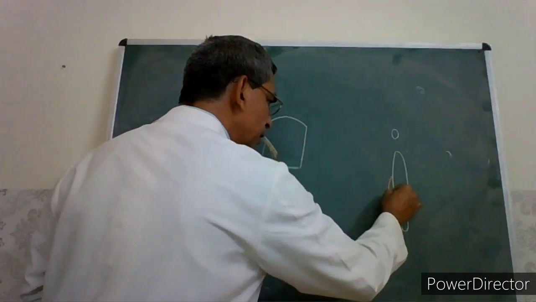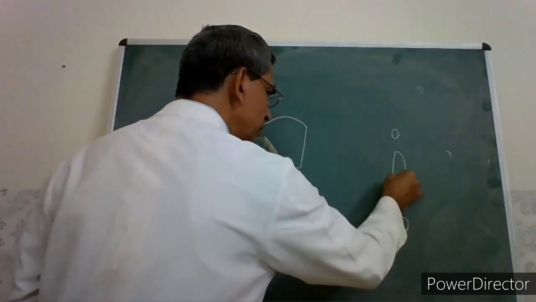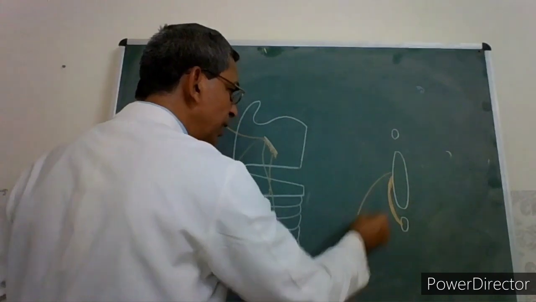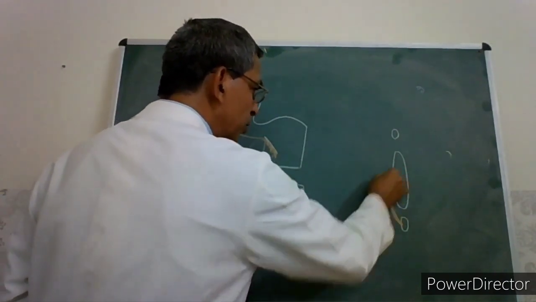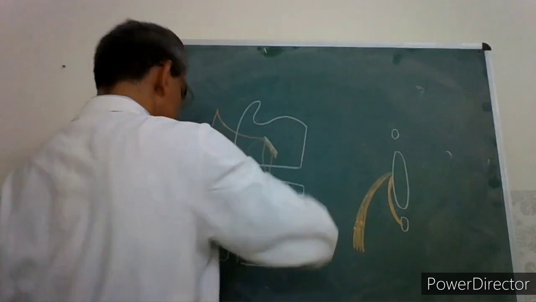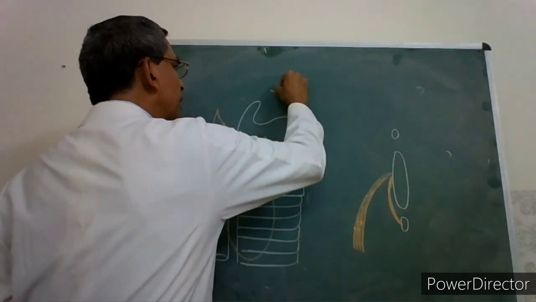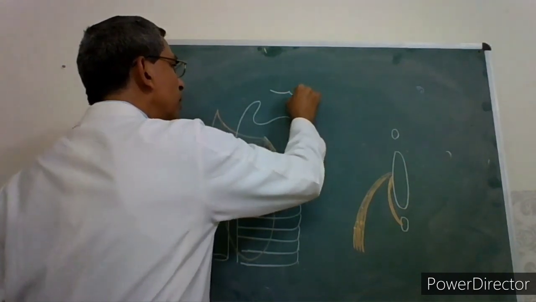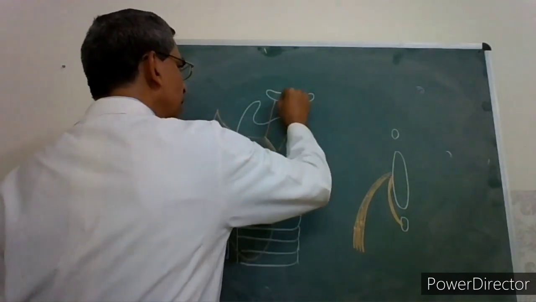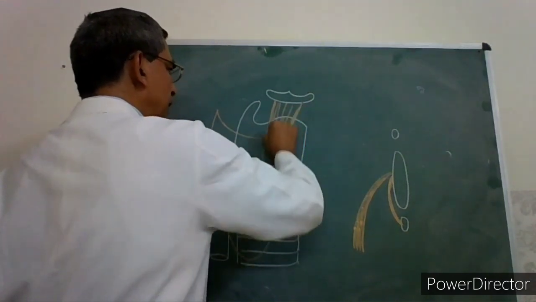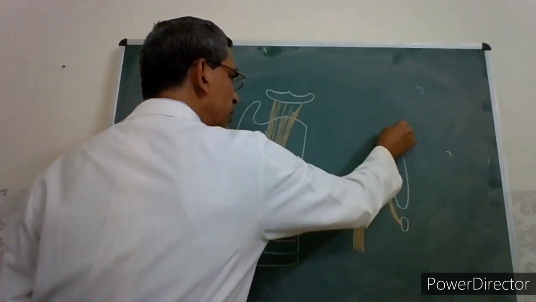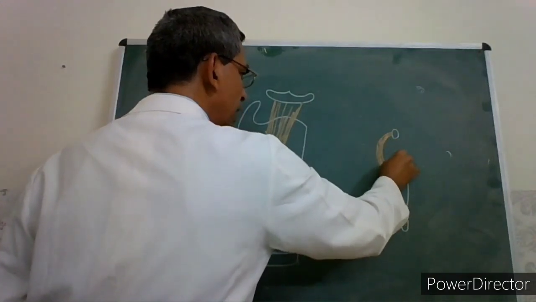Here is the origin of the inferior constrictor muscle from the thyroid cartilage and the cricoid cartilage here. And here is the insertion of the sternothyroid muscle at the oblique line. And from the oblique line here, this is the hyoid bone, and this is the thyrohyoid muscle, which is attached from the hyoid bone and arises from the oblique line of the thyroid cartilage here.